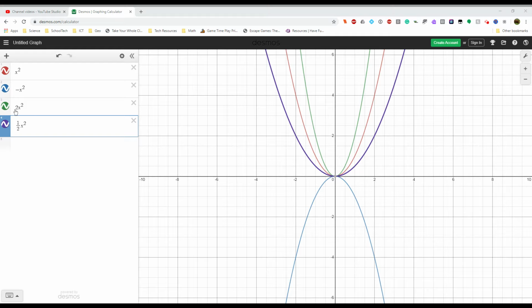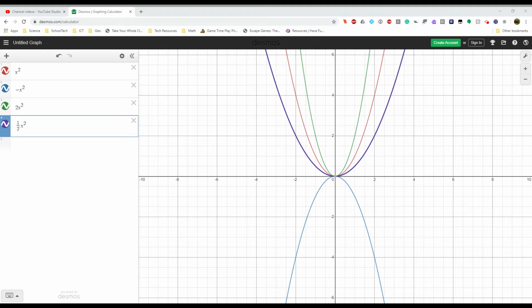The green graph, 2x squared, so we have a coefficient greater than 1. We end up with a skinnier graph, right? It has the same minimum point here. It faces up because A is positive, but it's just a skinnier graph. And we look here at the fourth one, the dark bluish purple color. The coefficient A is less than 1, so it's going to be a wider graph.